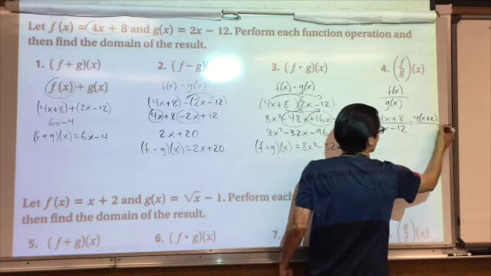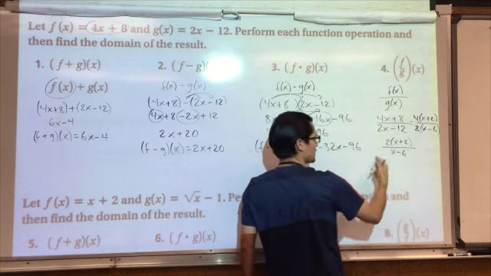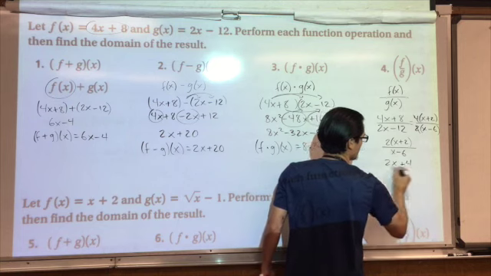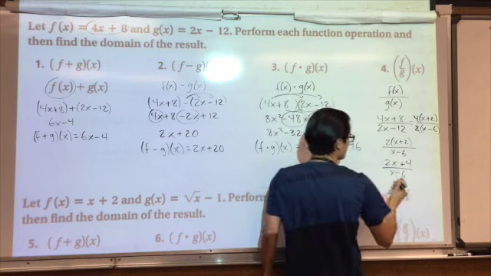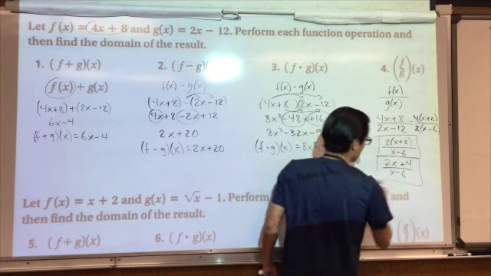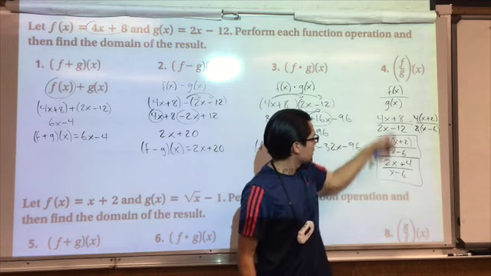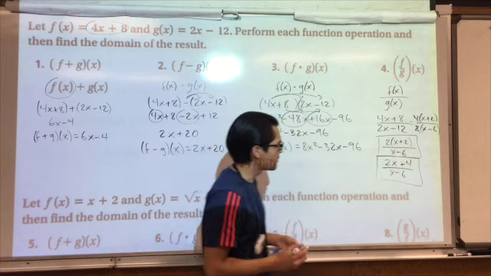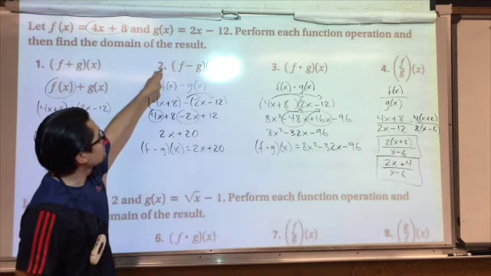Now, you might think nothing cancels, but here I have a 2 and a 4. So 2 goes into 4 twice. So your final result is 2 times x plus 2 over x minus 6. You can leave it like that, it's fine. Or you can distribute the 2 and leave it as 2x plus 4 over x minus 6. Both of these are acceptable. F over g of x is 2 times x plus 2 over x minus 6, or 2x plus 4 over x minus 6.